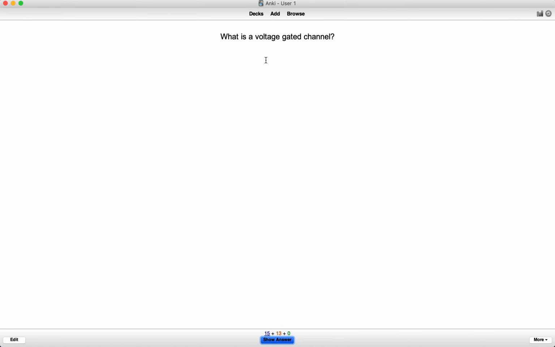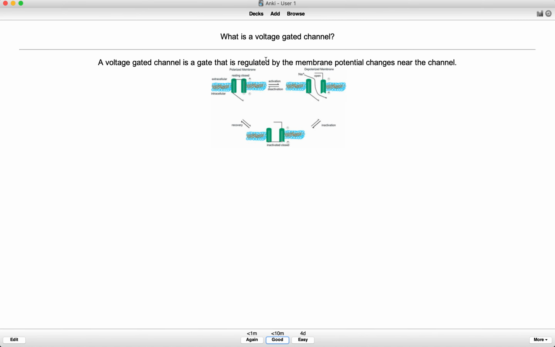Voltage gated channels, no idea. A voltage gated channel is a gate that is regulated by the membrane potential changes near the channel. What is a voltage gated channel? It is a gate that is regulated by the membrane potential near the channel. Membrane potential. Voltage gated channels are gates that are regulated by the membrane potential changes near the channel.